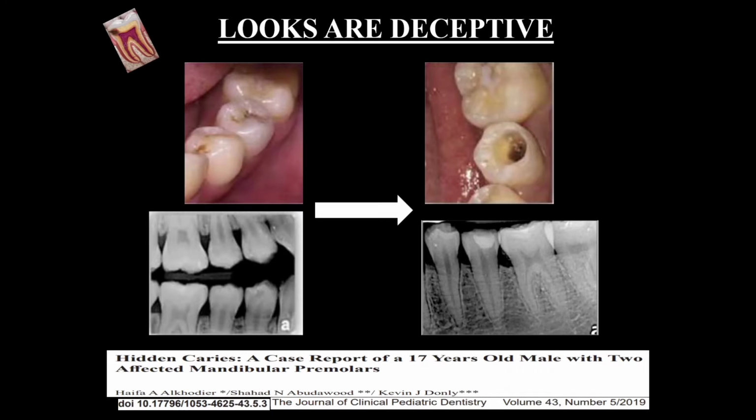In this case study by Alcodier et al., a 17-year-old male presented with just a dark shadow underneath the intact enamel surface of the lower left mandibular premolar, which on radiographic evaluation followed by excavation of caries led to the extension of the cavity halfway through the dentine.